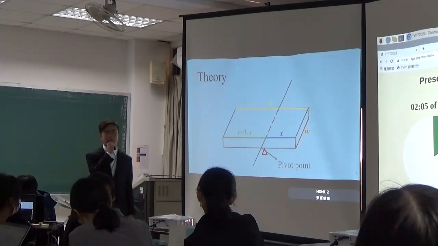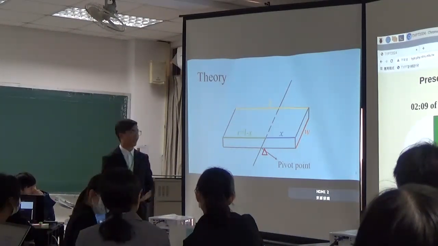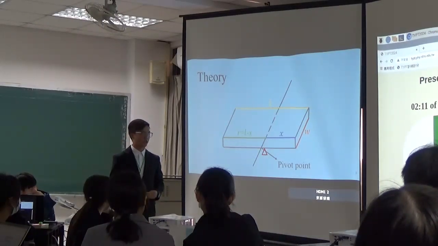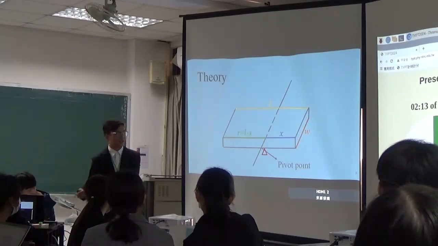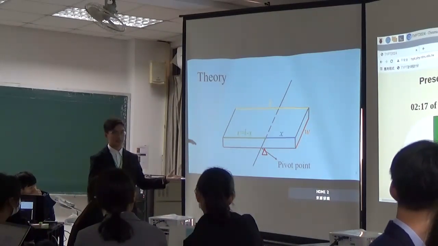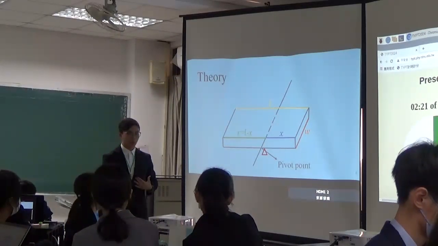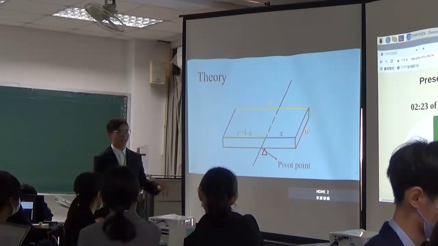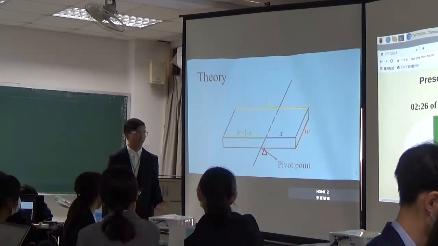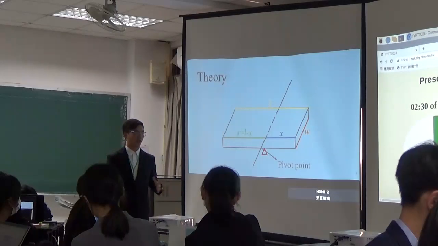So here comes our theory. This is how we define our ruler. You can see the little L is for the length, and X is, as I mentioned, the length outside of the table, and R is for the rest of the length, and W is for the width. In the ruler we use in our experiments, we didn't take the thickness into consideration because the thickness is really small, so it wouldn't affect our experiment much.